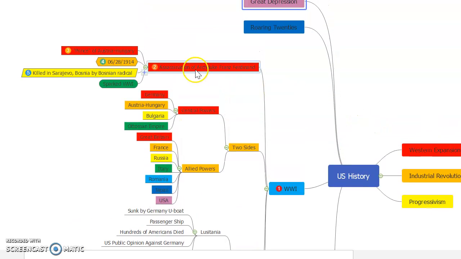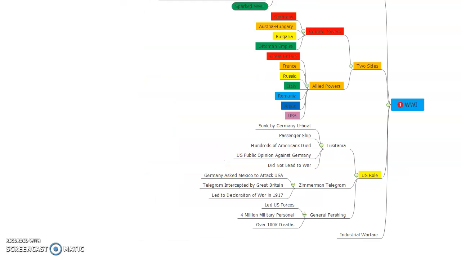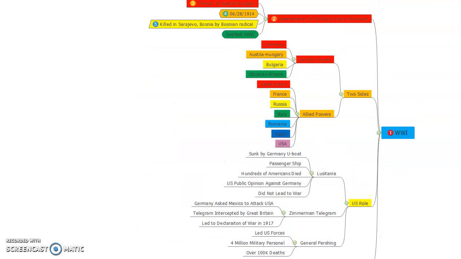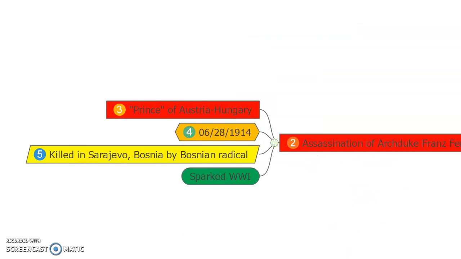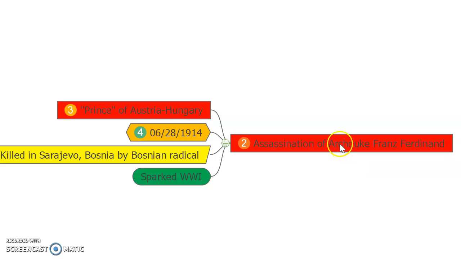And this is a good opportunity to show you the slideshow tool. So we can see it here. We can also see it as a slideshow. So let's center this a little bit. And as you can see, the first slide shows everything starting with World War I. The next slide is going to focus in on the assassination of Archduke Franz Ferdinand.